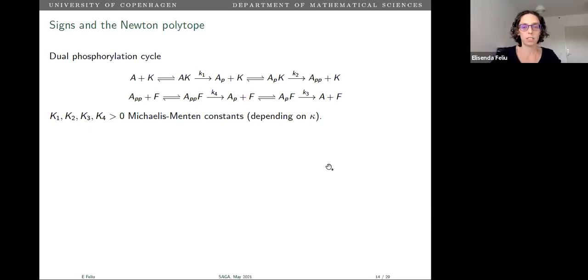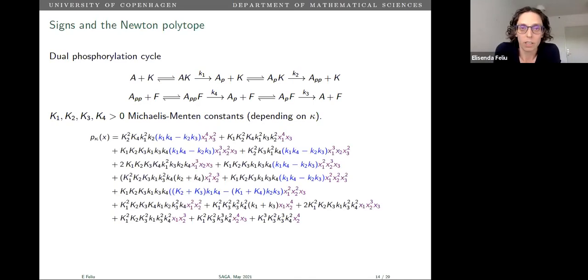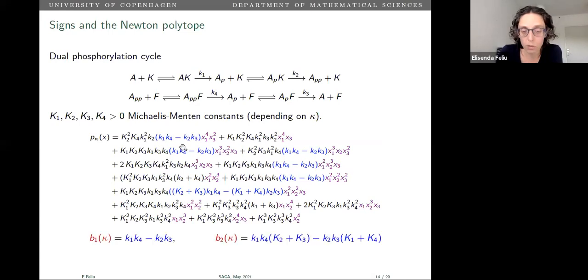And this is for this system, which is called the dual phosphorylation cycle. Here the polynomial is a bit larger. It looks like this. And you can see I marked in blue the coefficients that can be negative. The ones that are not blue cannot be negative. And you can see that essentially there are two expressions that control the sign of the coefficients of this polynomial. There is this one that appears several times, and then there is this one that appears only one time. Then we try to do the same as we did before.